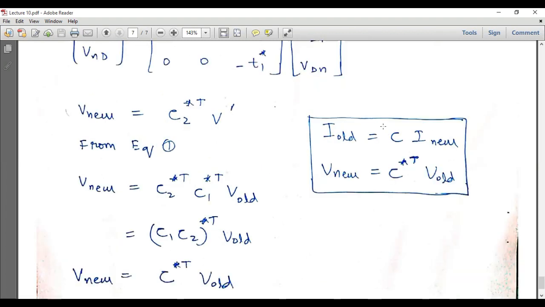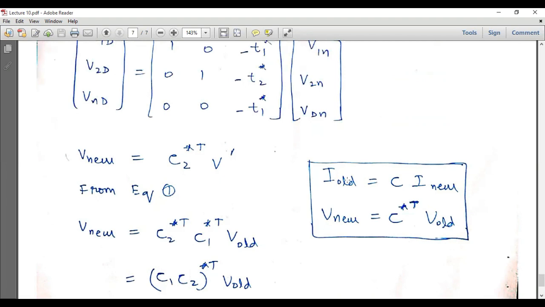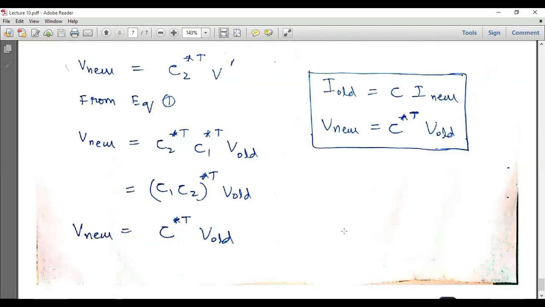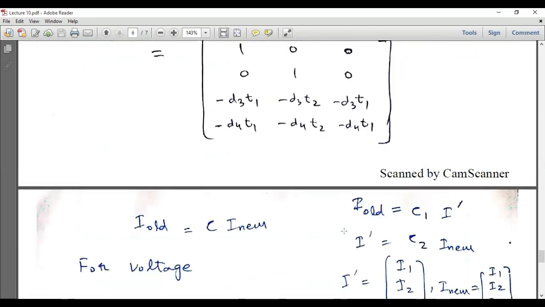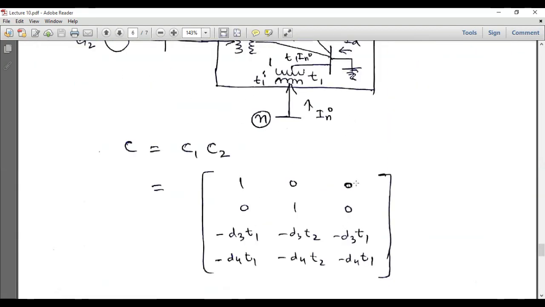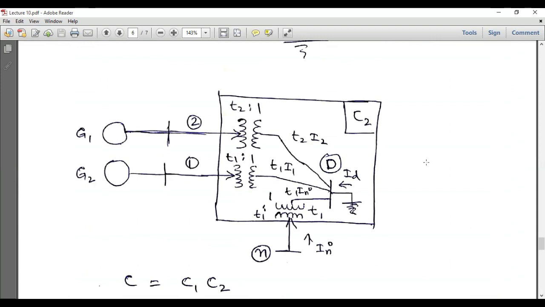So these are the two expressions which we have obtained at the end: I old is equal to C times I new, and V new is equal to C conjugate transpose times V old. So that is all about our today's lecture, in which we have discussed in detail the interpretation of the transformation matrix C.